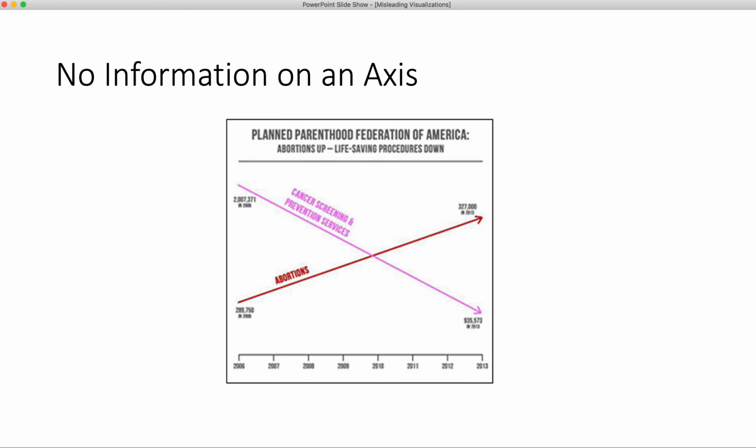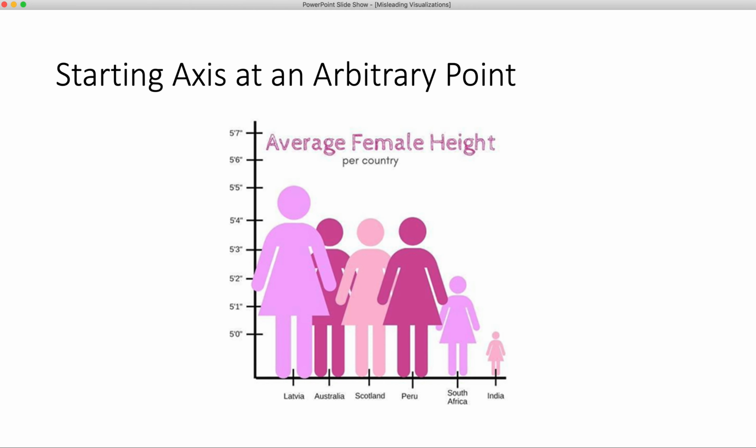Another way to mislead is no information on an axis at all. And this is again the Planned Parenthood graph that we saw, I believe, in Module 1. It suggests that in 2010, the number of abortions overtook the number of cancer screenings and prevention services performed by Planned Parenthood. Whereas if you look at the absolute numbers, that's of course nonsense, and we already looked at how to fix this graph. Here's another one, starting an axis at an arbitrary point.